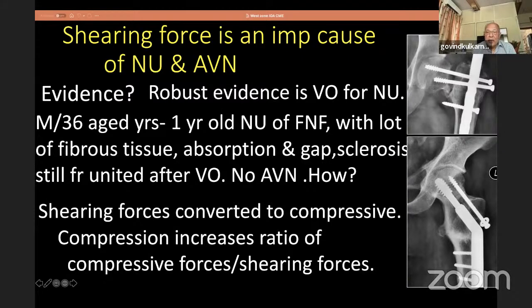How did the fracture unite? How was the bed revascularized? We feel that the shearing forces were converted to compressive forces, and that is the point where the fracture united. Compression increases the ratio of compressive forces upon shearing forces. If the compression is more than the shearing forces, the fracture unites. If the shearing forces are more than the compressive forces, the fracture does not unite.